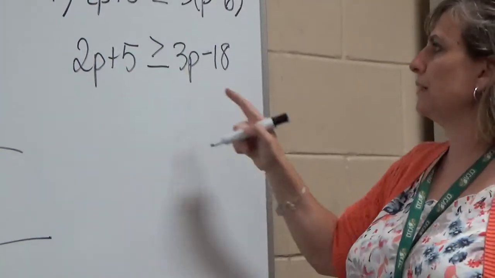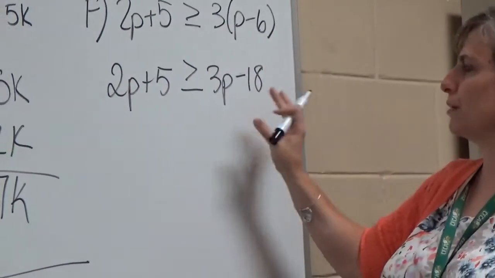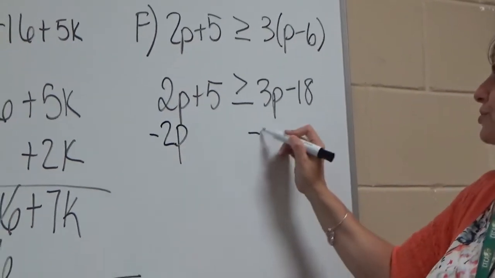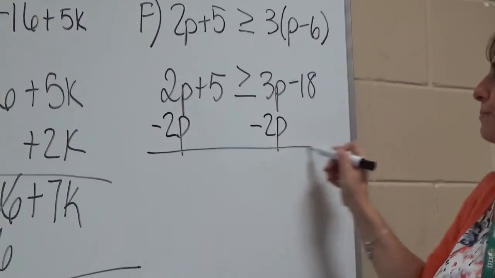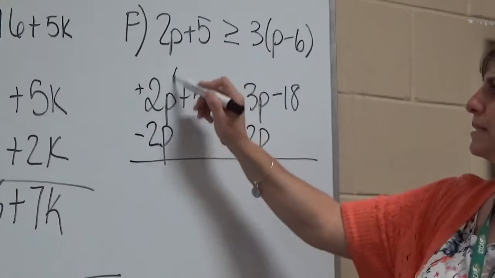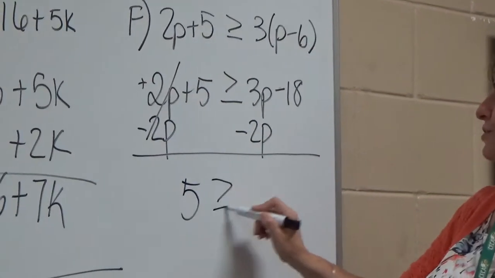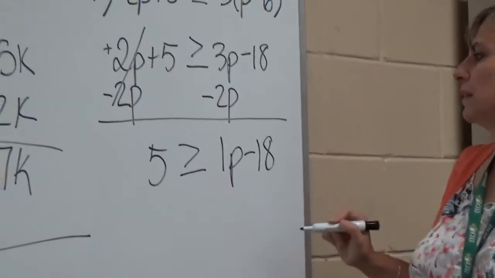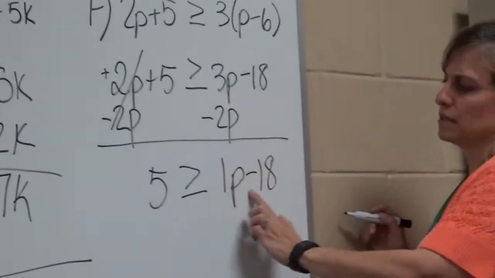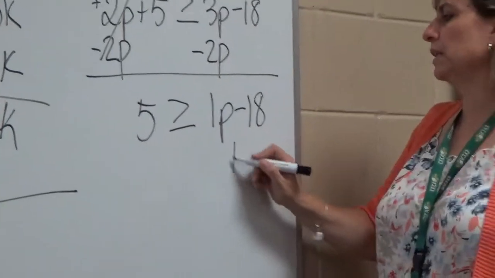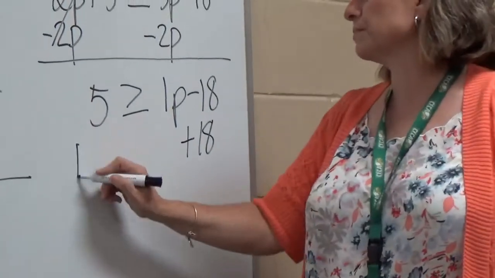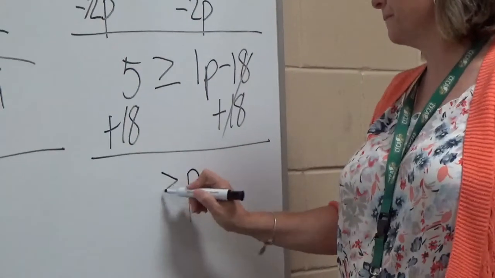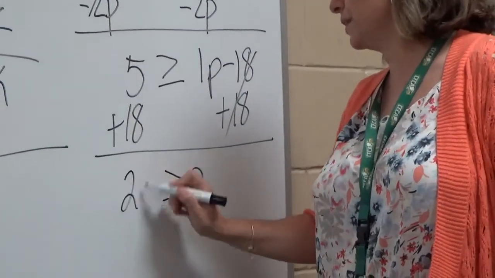So I'm going to bring this p. I like to bring the lesser p to the greater p because then I don't deal with the negative on the p department. I'm going to subtract 2p. This one's positive, so I have to do the opposite. It's negative. I'm left with 5 is greater than or equal to 3 minus 2 is 1p minus 18. What's happening to p? 18 is being subtracted from it. Let's do the opposite of subtraction. Okay, that cancels. P and 23.